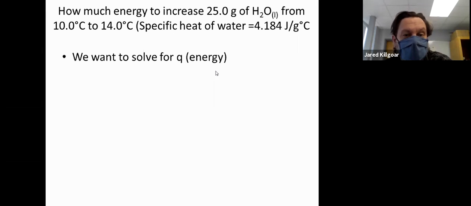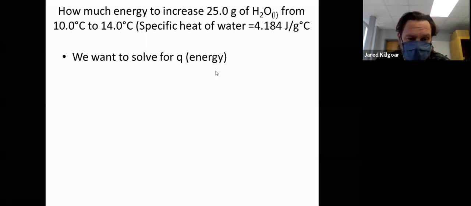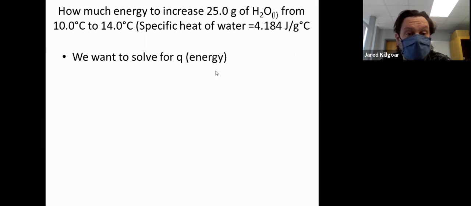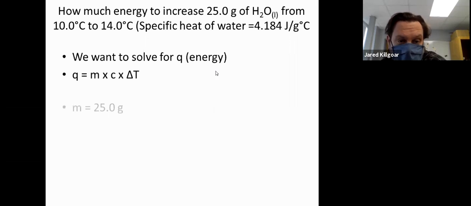So this is the equation. This is what we're supposed to calculate. How much energy is required to increase 25 grams of liquid water from 10 degrees Celsius to 14 degrees Celsius, given the specific heat capacity of water is 4.184 joules per gram degrees Celsius? So we want to solve for the value of Q. Q is equal to m, which is mass, c, which is specific heat, and delta T, which is temperature change.